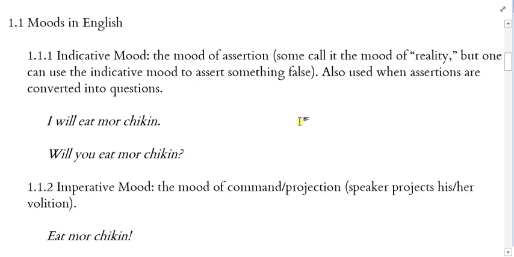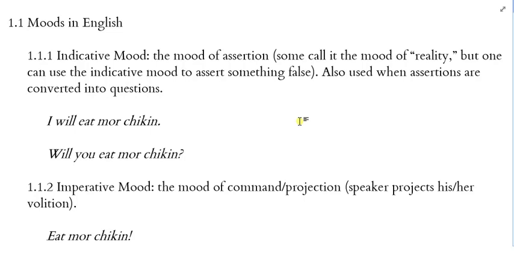Some like to call it the mood of reality. It's the mood of the verb you use when you're asserting something to be the case. And so I like to refer to it as the mood of assertion. That's not as committal as the mood of reality, which is how some people describe it, because you can assert something to be true and it may be a lie, and then it's not real, but you would still be using the indicative mood for it.